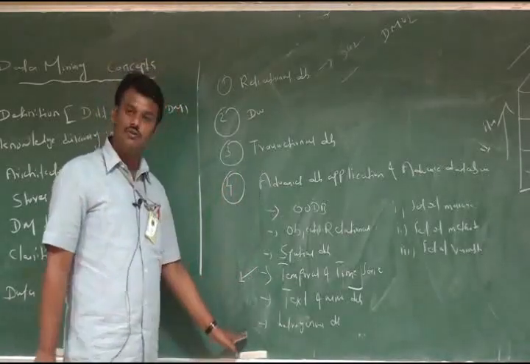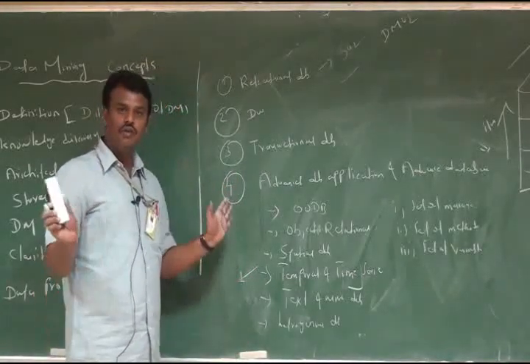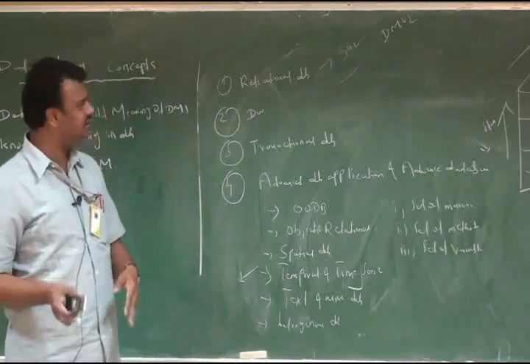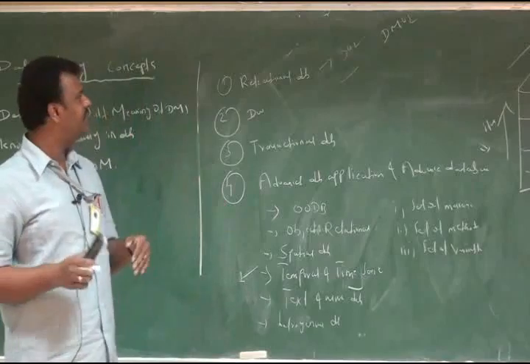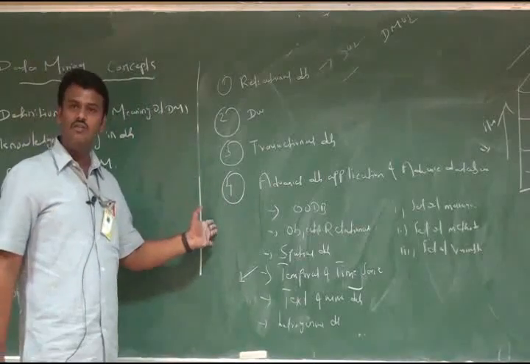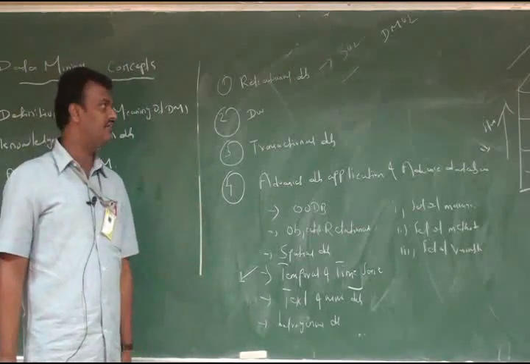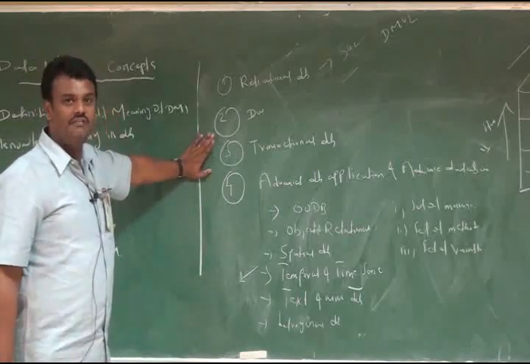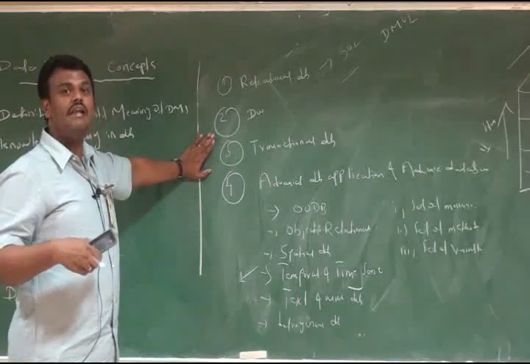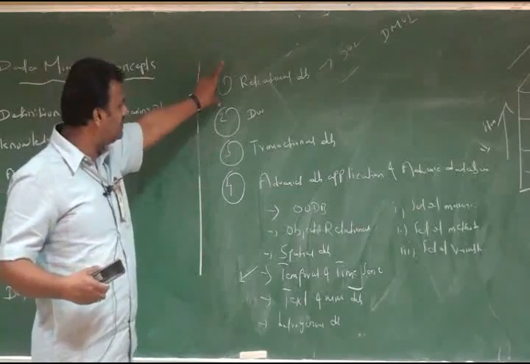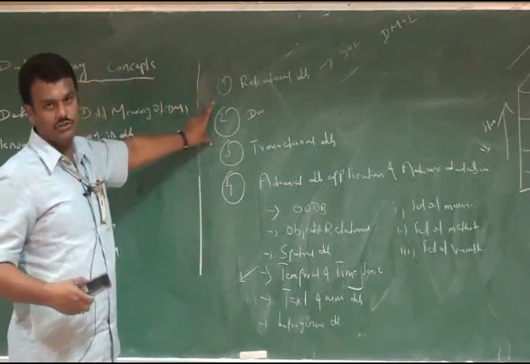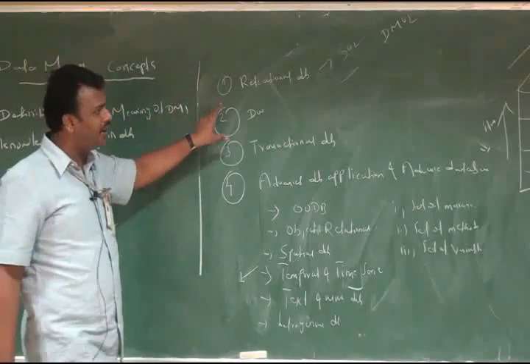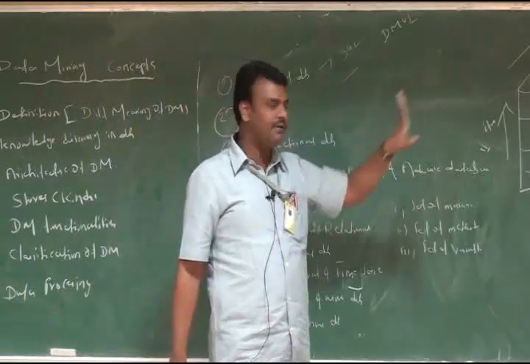The last one is the heterogeneous databases, where we combine different databases. It can be either relational databases, transactional databases, data warehouses, or advanced database applications. These are the different kinds of stores on which data mining can be performed: the relational databases and the data warehouses. The data warehouse can be modeled by a multi-dimensional database structure.